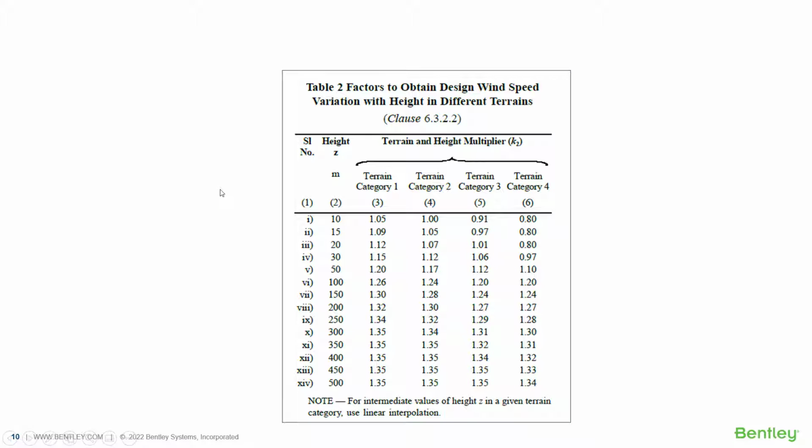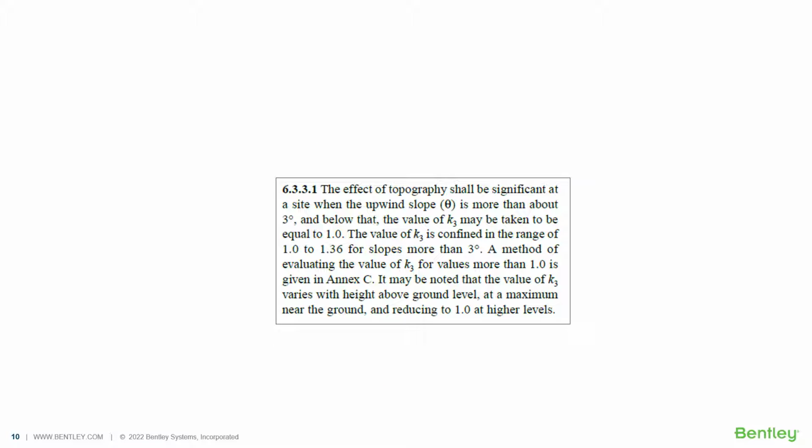K2 values are given at 5 meter intervals here. Any value in between can be linearly interpolated. Also note that the higher the height of the terrain, higher will be the K2 factors. K3 caters for the local topographic features such as hills, valleys, cliffs, etc. The value can be taken as 1 in general cases.